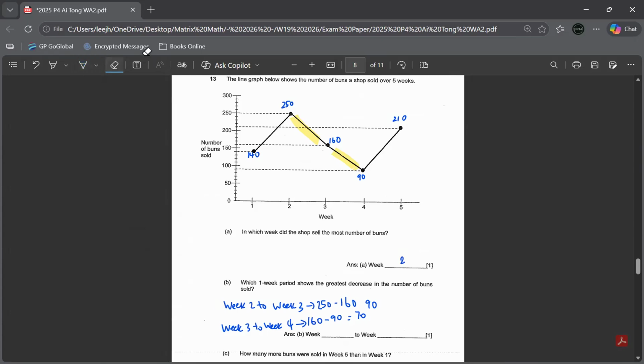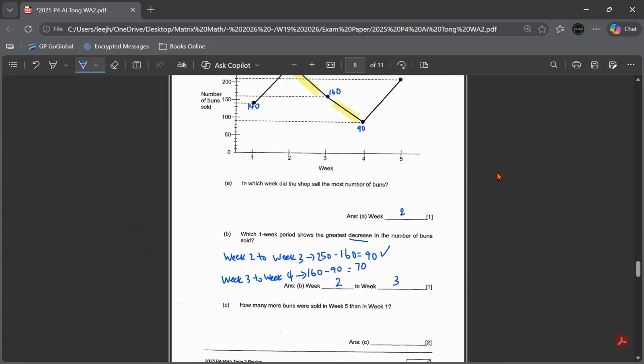So, sorry, let me write this again. So this is 70. Which 1 week period shows the greatest decrease? Is it week 2 to week 3 or week 3 to week 4? The answer is week 2 to week 3 because it is 90 lesser, whereas week 3 to week 4 is 70 lesser.